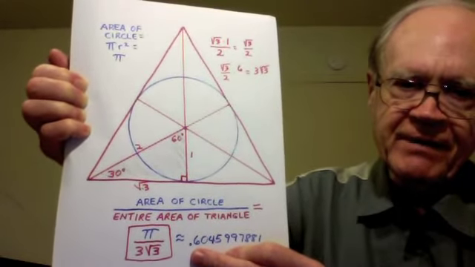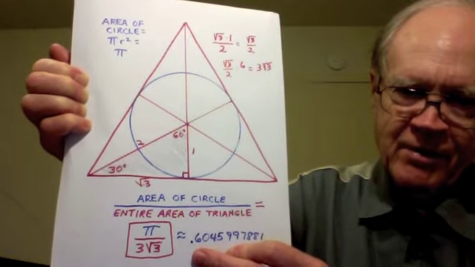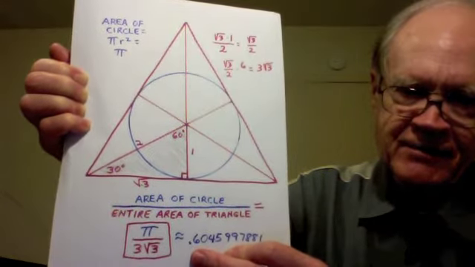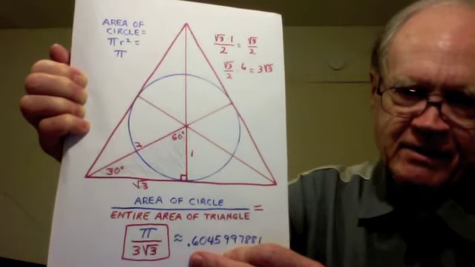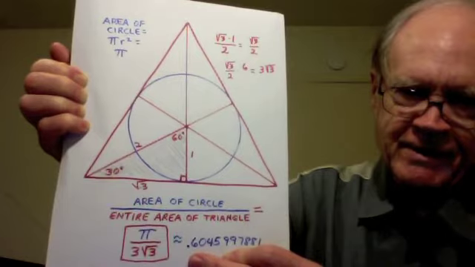That tells me that the area of the circle is barely more than 6/10 of the area of the entire triangle, barely more than 3/5 of the area of the entire triangle.